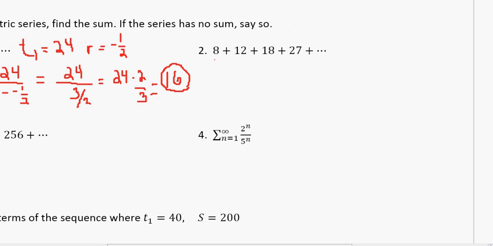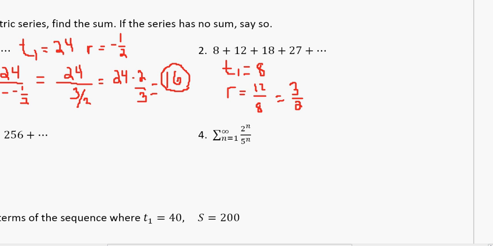Okay, let's take a look at number 2. T sub 1 is 8. Now the common ratio here may be a little bit hard to see, because you can't really think, oh, what do I multiply 8 by to get 12? If you want to know what you multiply 8 by to get 12, you actually do 12 divided by 8. Okay, you work a little backwards. 12 divided by 8 and reduce it is 3 over 2, which is 1.5.